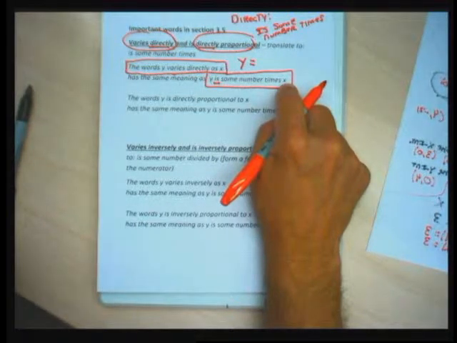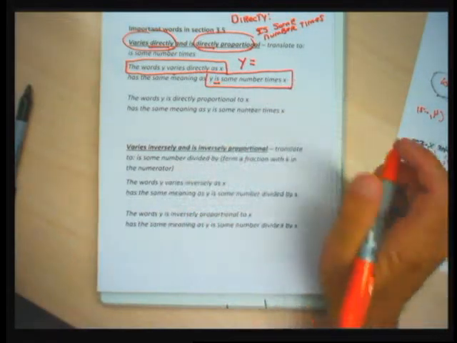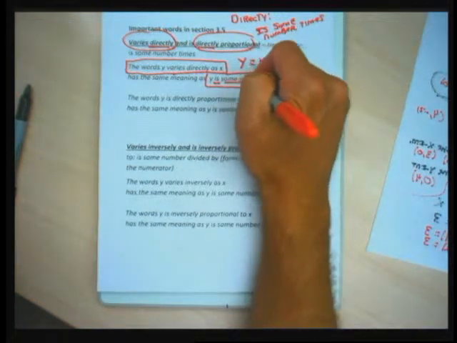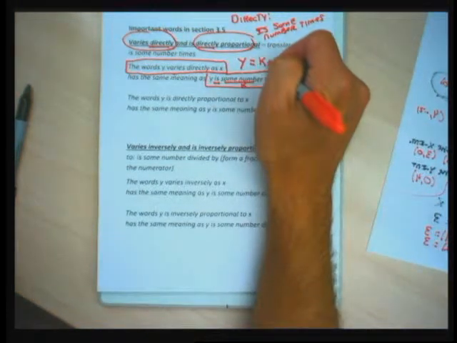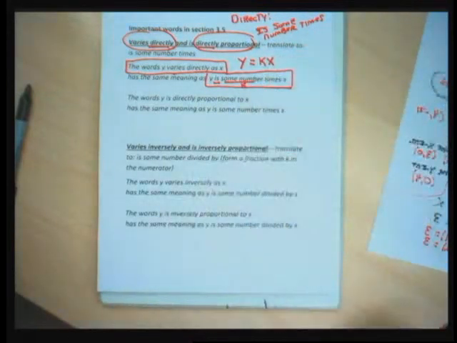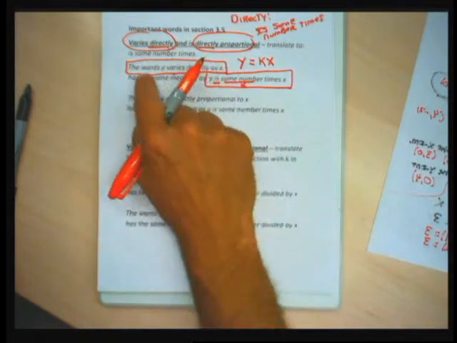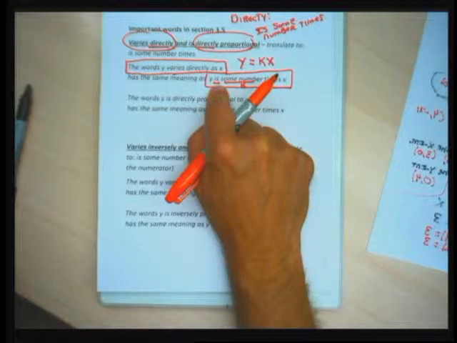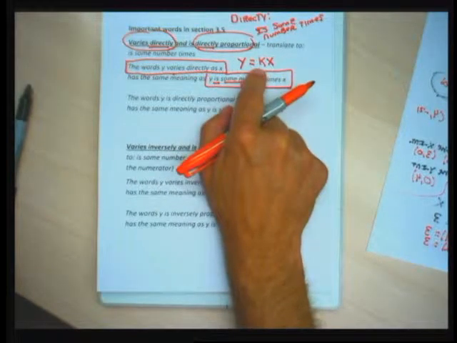Usually in the style of problems where you have varies directly, directly proportional, use k for the some number. The k won't come up again in the problem usually, and it's a safe letter to use for the some number. So for the some number, I'm going to use the letter k. And then times, I don't need a times symbol. If I write two letters next to each other, that implies times. So the words varies directly as x has the same meaning as y is some number times x, and is equivalent to the equation y equals kx.